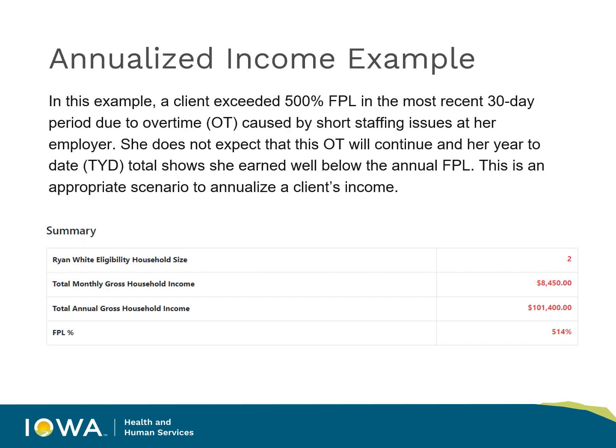Here's an example of when it would be appropriate and how to annualize someone's income. In this example, a client exceeded 500% of the FPL in the most recent 30-day period due to overtime that was caused by short staffing issues at her employer. She does not expect that the overtime will continue, and her year-to-date total shows she earned well below the annual FPL. This is an appropriate scenario in which to annualize a client's income.